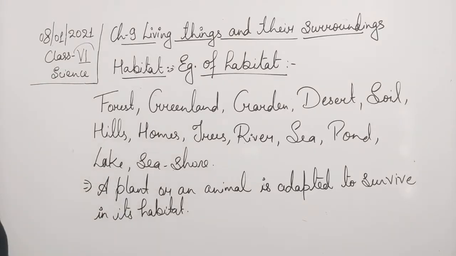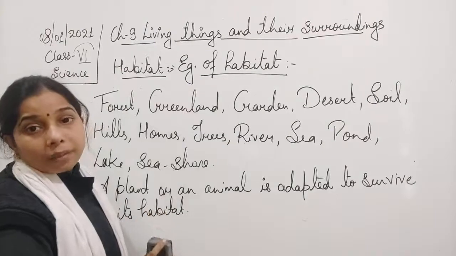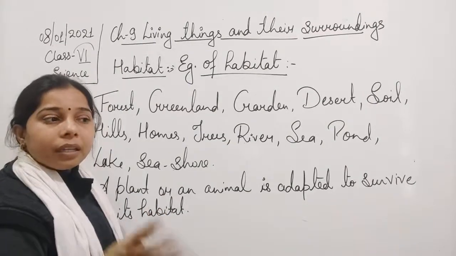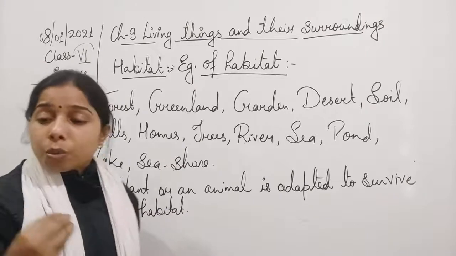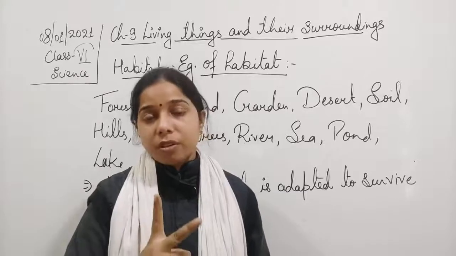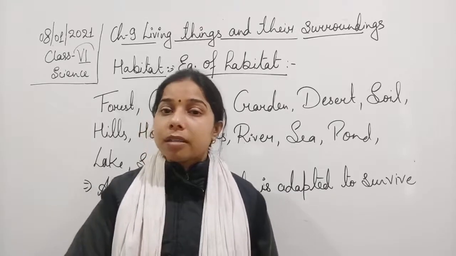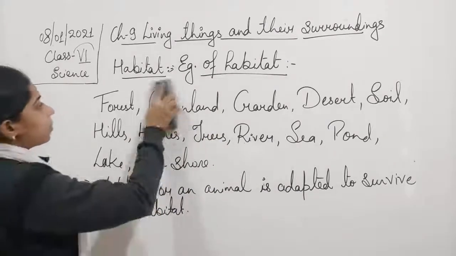Okay. Now we have seen that these all are the different examples of the habitat, but we can divide the habitat. If we talk about the types of the habitat, basically habitat has been classified into two major types. First one is the terrestrial, second one is the aquatic.